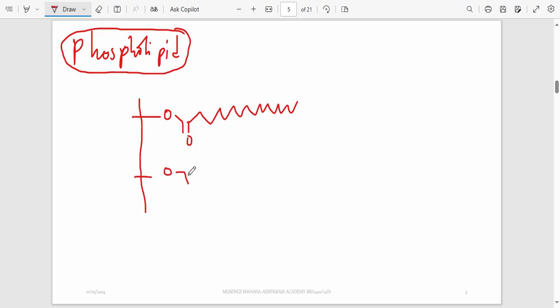And then another one. But just take note for this one. One chain is going to be unsaturated, another one is saturated. So that's why there's a kink there. But can you notice we don't have the third fatty acid? Instead, that fatty acid has been replaced by a phosphate group. Okay, it has been replaced by a phosphate group. So let me just put phosphate there, phosphate group.